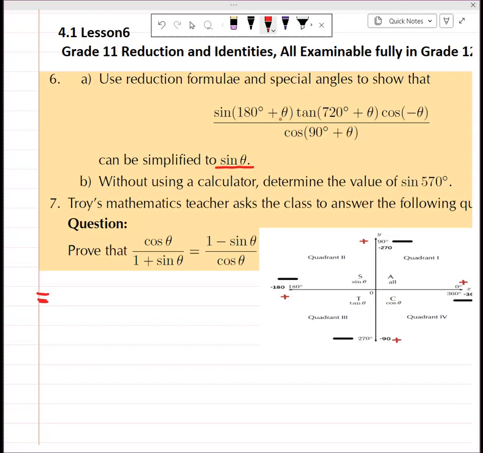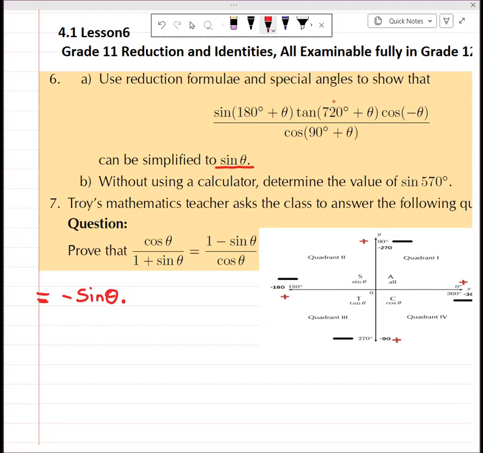So sine of 180 plus theta: 180 is here, plus is here, so it's in the quadrant of tan. So this part will be negative. So I'll have negative sine theta, which will not change because of the 180. Then I have multiplied by.